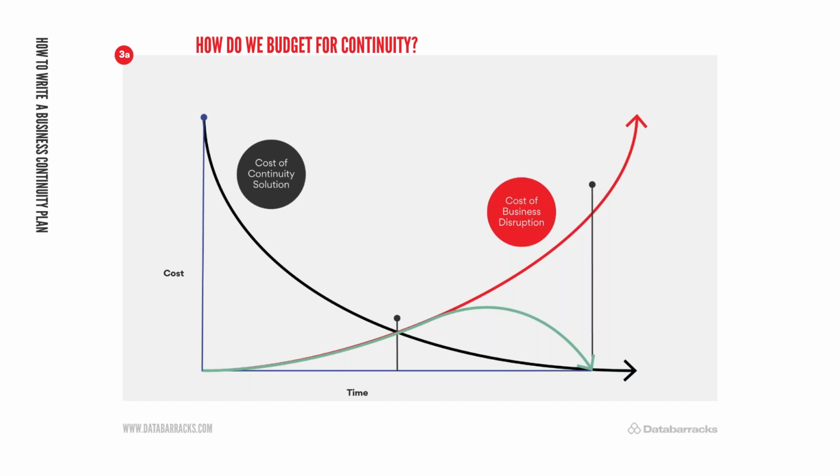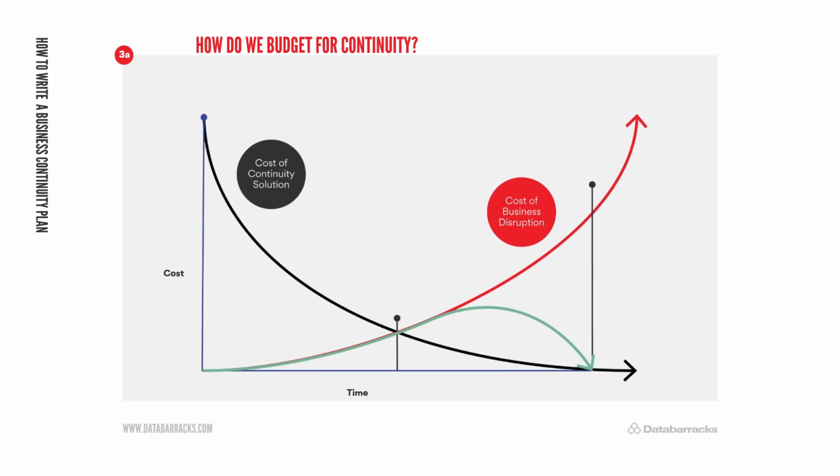So the red line here is this cost of disruption. In the very short term, you may not lose any actual money, but as time goes on, the cost of business disruption gets more and more. And what you want to avoid is breaching that vertical line on the right on this slide, which is the maximum tolerable period of downtime. And really, if you go beyond that, you've effectively gone out of business. And then the black line on the left is your cost of continuity solution.